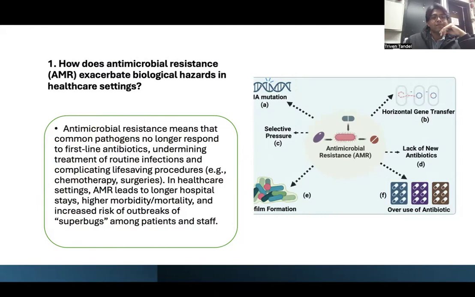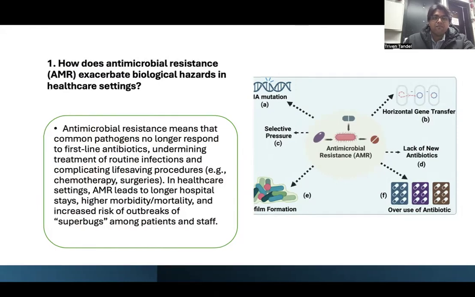AMR leads to longer hospital stays, higher morbidity and mortality, and an increased risk of outbreaks of superbugs among patients and staff. So basically, microorganisms have a sense of memory, so they can form a biofilm, which is a kind of thin layer, and it is hard to break through with antibiotics or any kind of chemical. It should be removed through a hard scrub or hard wash, otherwise it can touch the human skin and cause a disease. So these are the threats because of antimicrobial resistance.